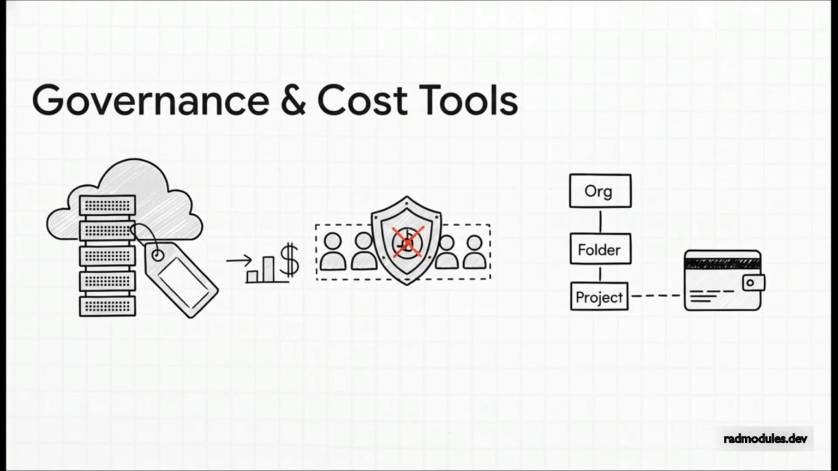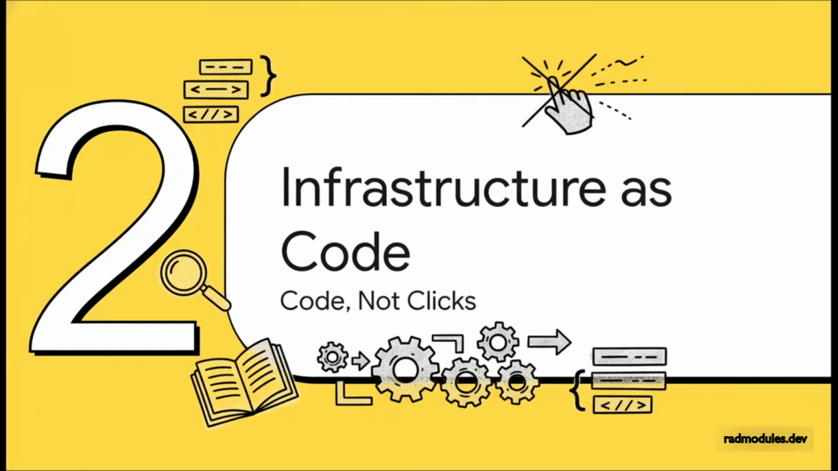You're definitely going to be tested on governance tools. Think of labels and tags as your secret weapon for tracking costs. You can literally filter your billing reports by team. Then you've got organization policies, which let you set these hard and fast rules, like completely disabling risky permissions. And just a quick heads up for the exam, billing accounts are linked to projects, but they actually live outside of this hierarchy.